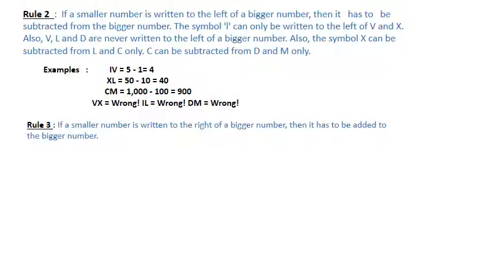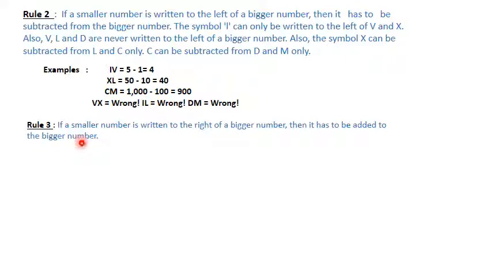Okay, when a smaller number is written to the left, what are we doing? We are subtracting from the bigger number. And when a smaller number is written to the right of a bigger number, what do we do here? We add to the bigger number. Okay students, do you understand the difference between rule 2 and rule 3?